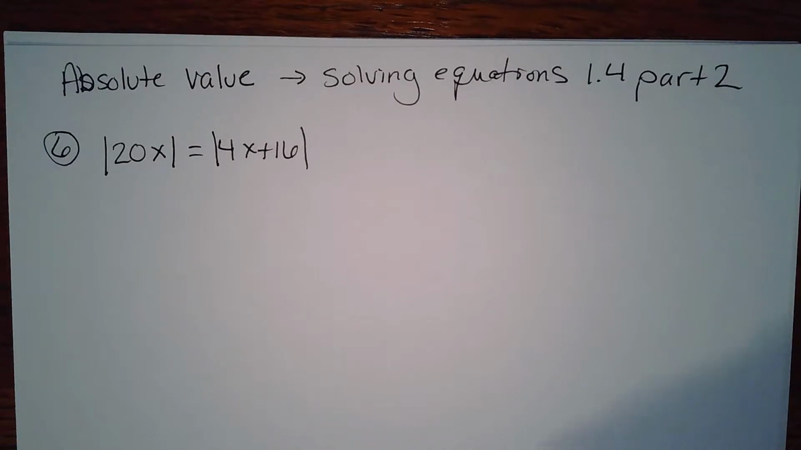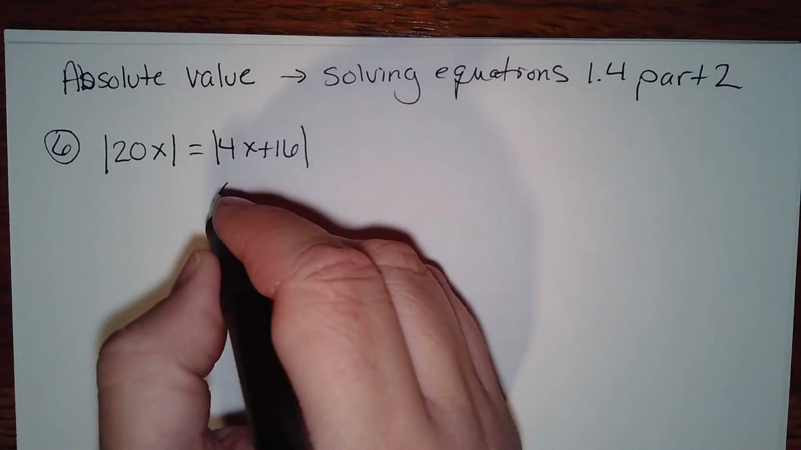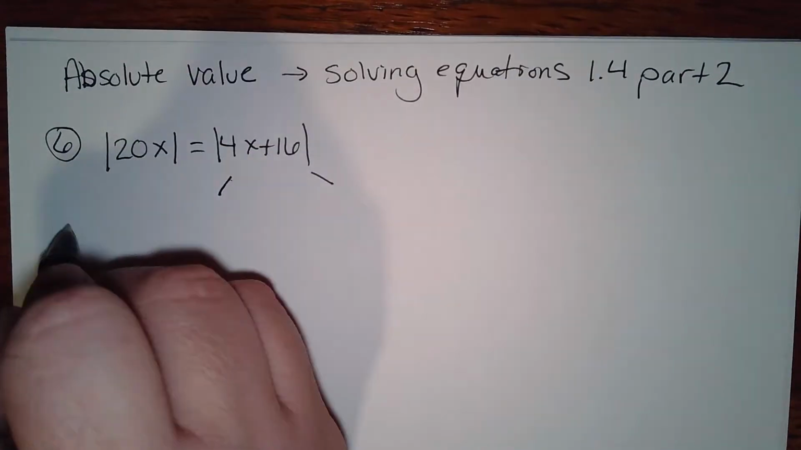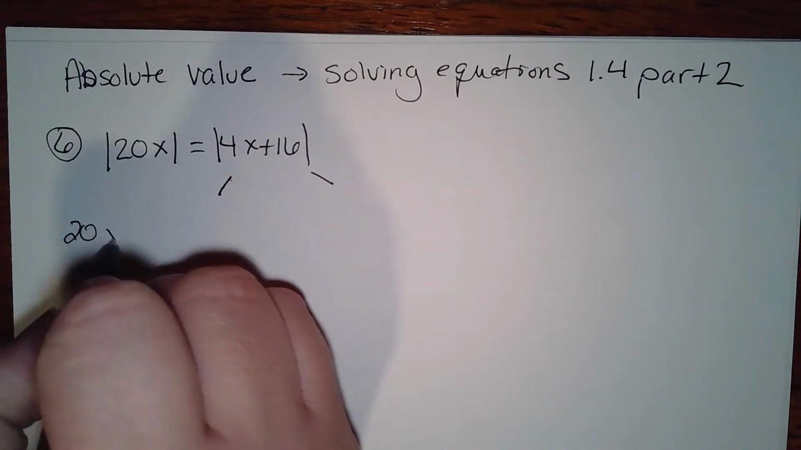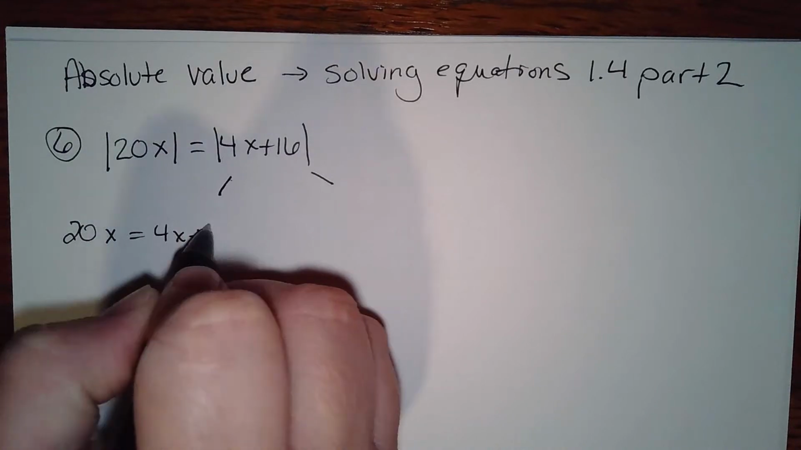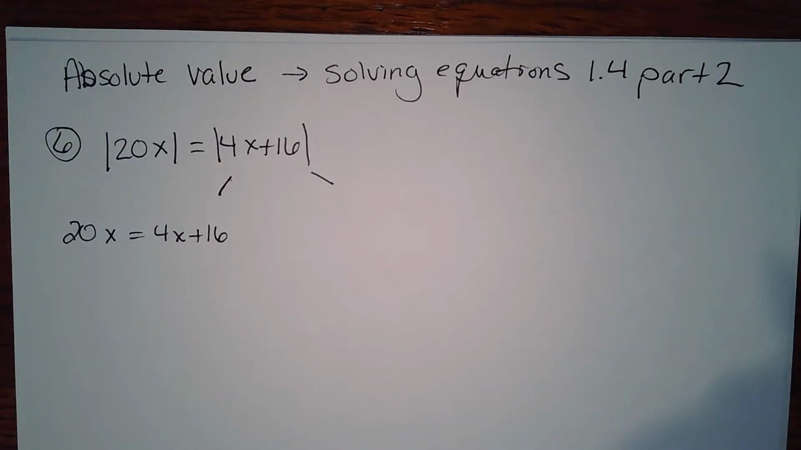What makes this one different is that you have an absolute value on both sides of the equation, which means it is technically already solved. It's isolated. We can solve this very easily. Now, just like before, we have to do one positive, one negative. So the positive side is going to be 20x equals 4x plus 16. That's not going to change. So let's go ahead and just solve it.